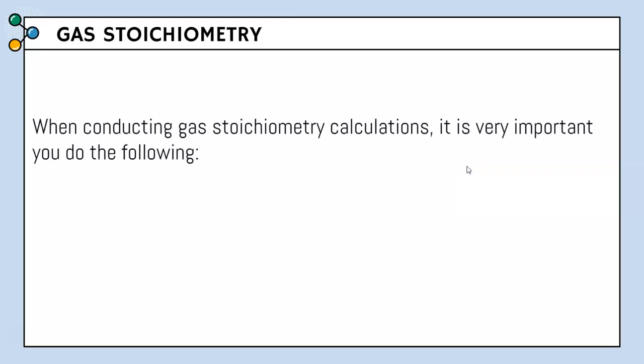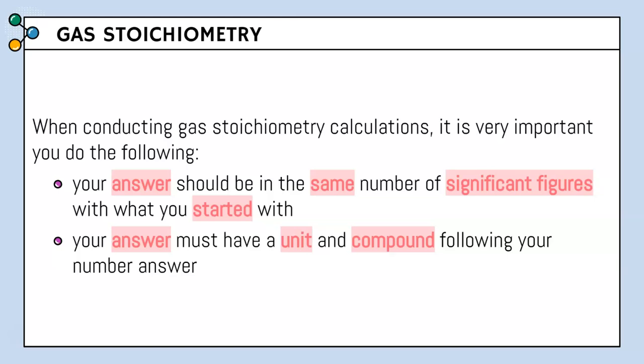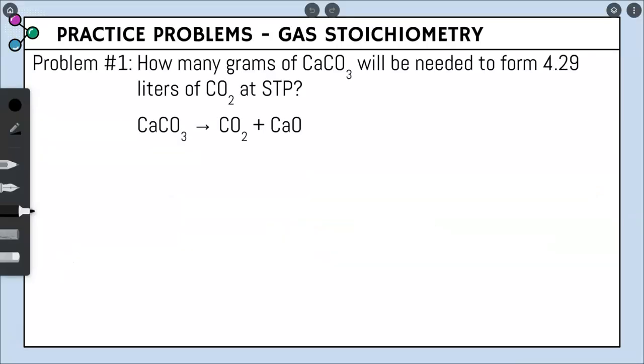So, when we conduct gas stoichiometry calculations, it is very important we do the following. The answer should have the same number of significant figures as what we started with, and our answers must have a unit and a compound following the number. And let's do some gas stoichiometry practice problems.